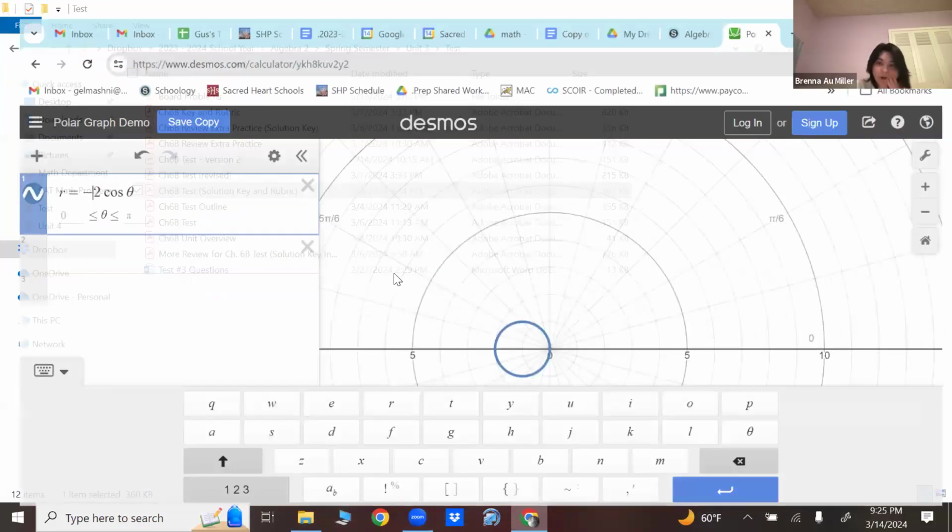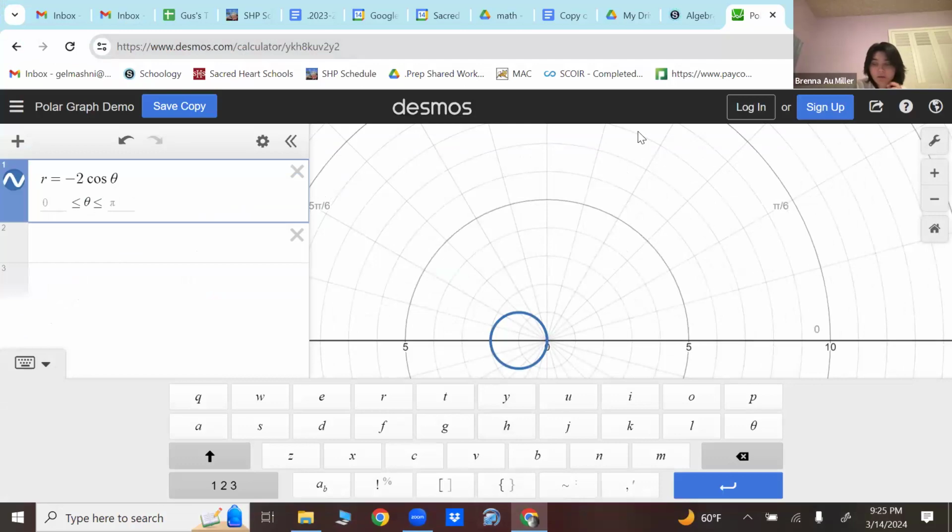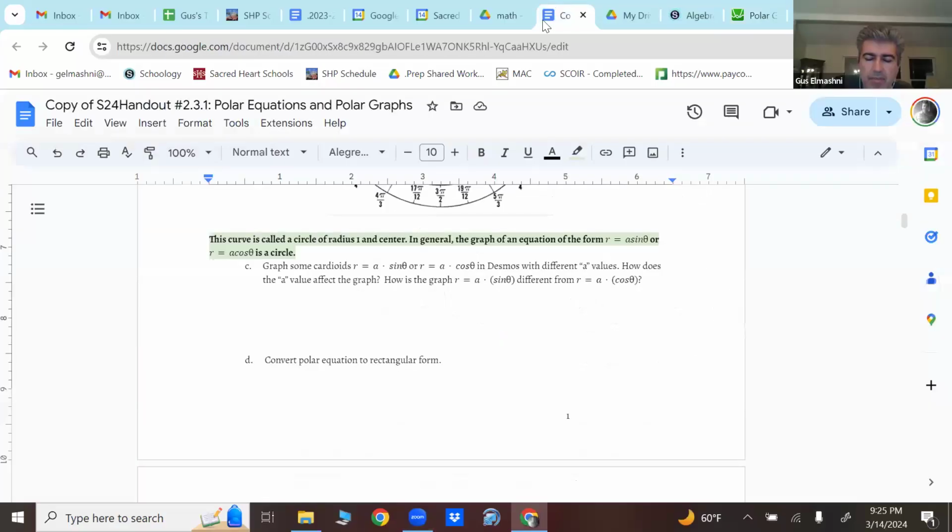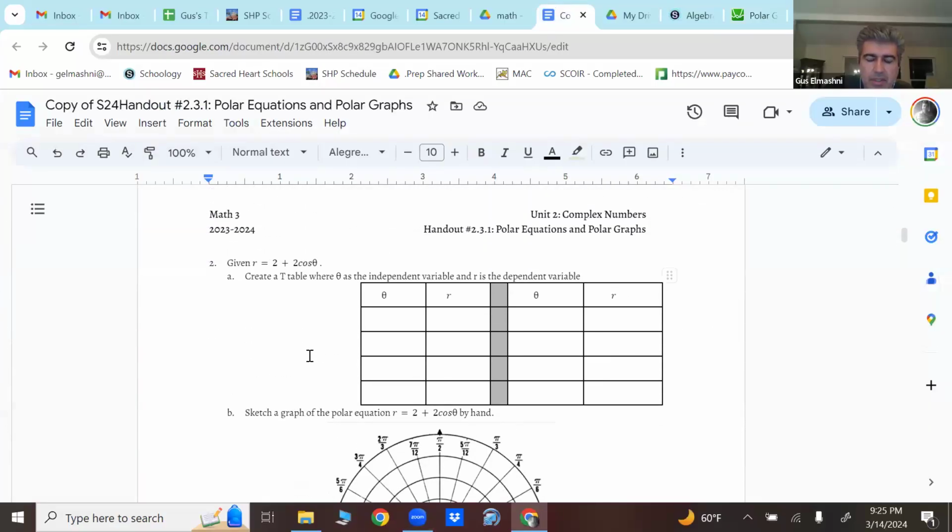Okay, hold on, let me go back to the documents. Share screen. There we go. So we saw that that creates what I think is called a limaçon, but you could do a table again.